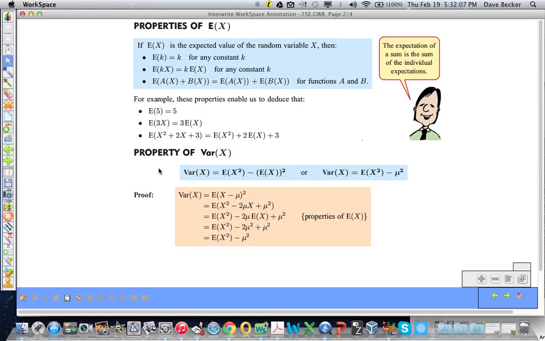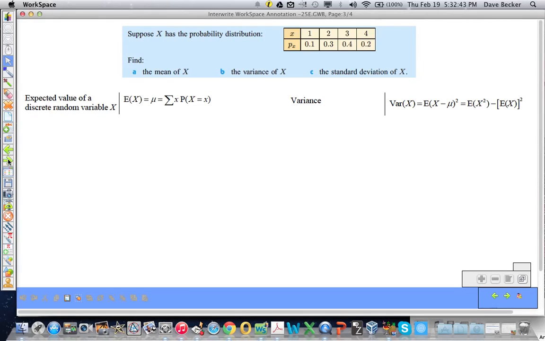And then we have some properties of the variance of the random variable x, and that is equal to the expected value of x squared minus the expected value of x, the whole thing squared. Or the variance of the random variable x is equal to the expected value of x squared minus the mean squared. Awesome. Here's a proof of that. If you want to take a look, go ahead and pause. I'm not going to go through it, but you can do that on your own. It's a very simple proof.